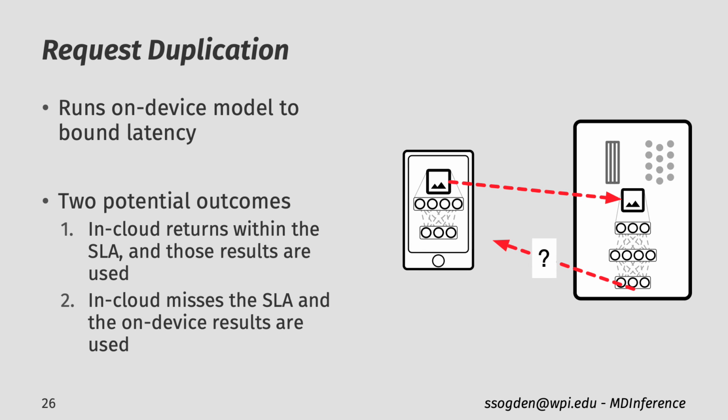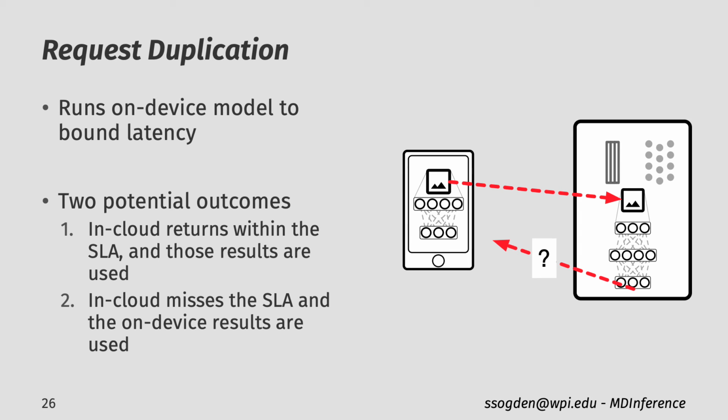Request duplication allows us to do just this. By executing an on-device model, we can bound latency by ensuring that we will have results for the end user. We can use an efficient model which has low accuracy but minimal resource requirements, allowing us to bound latency with little overhead.